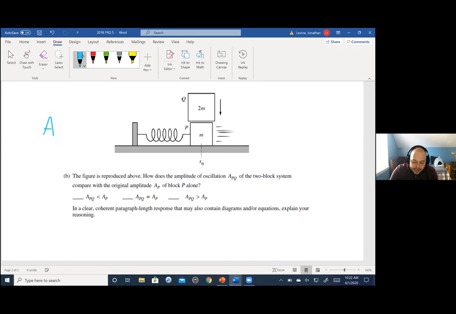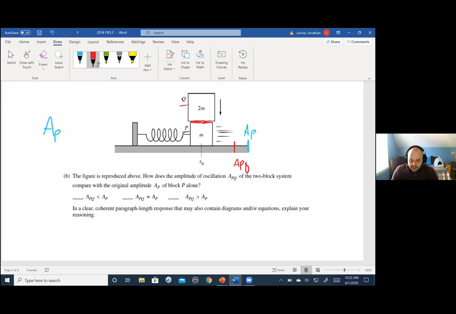So AP is the oscillation with just block P, the maximum displacement with just block P. APQ is now when we have both of these tied together, P and Q. And APQ is going to be something less. Now, I don't know how much less exactly, but we could probably deduce that if we really wanted to go through the algebra of it all. But we don't have to explain that in this question. We just have to explain why it must be less.